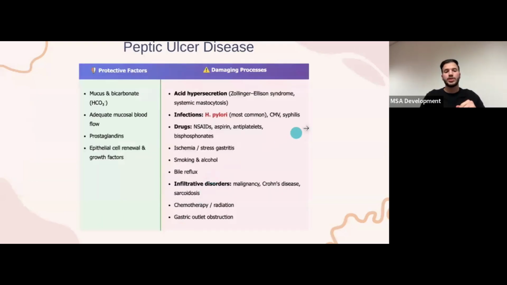Now, for the peptic ulcer disease, we have the protective factors and damaging processes. Honestly, for the damaging processes, just know some of them, but please read them all, because it's from Dr. Sahiban's lecture and you don't know what he may bring, so just know them please.